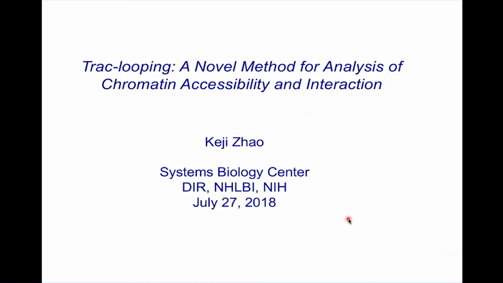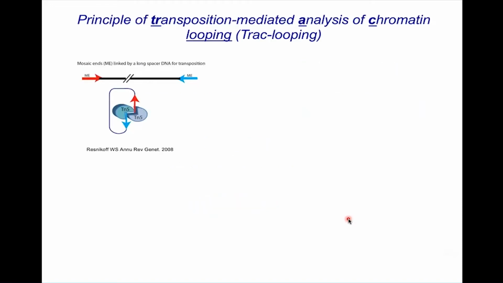I'm going to tell you about our recent method called Trac-looping, a new method for analysis of chromatin accessibility and interaction. As you all know, DNA transposition is mediated by DNA transposases such as Tn5, which recognize the mosaic end sequence of a DNA transposon and then form a circular dimeric complex. This complex can be inserted into the genome, resulting in DNA transposition.